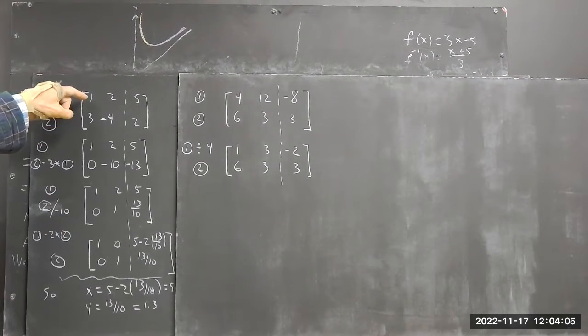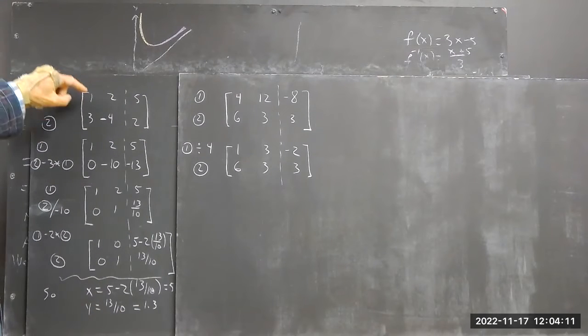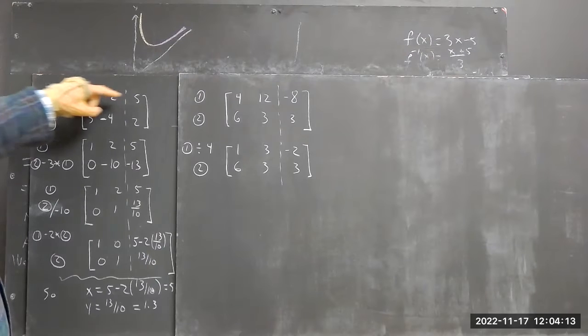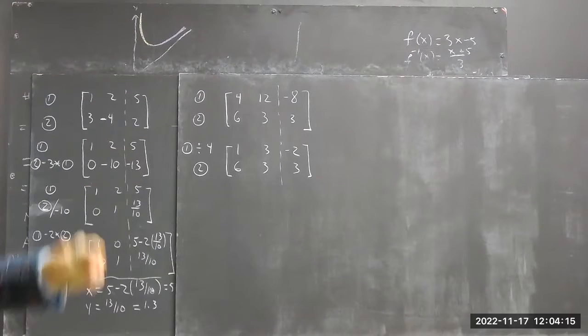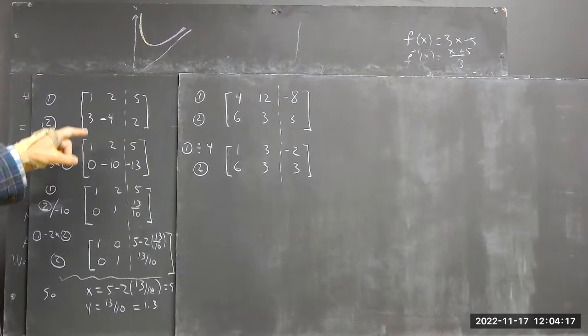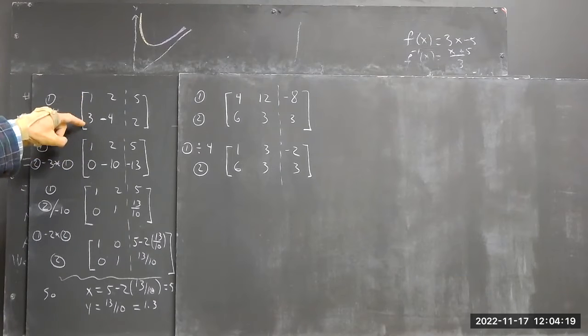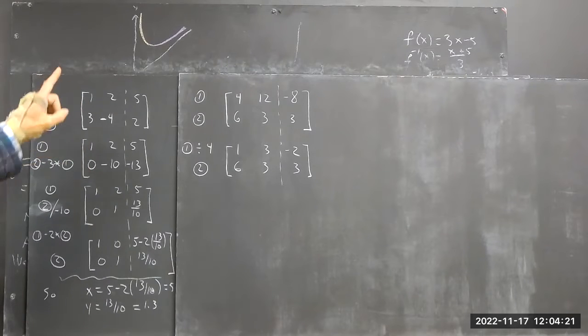Now, having multiplied 1 by -3, we multiply the whole row by -3. In our heads, we don't write it out that way, but that's what we're going to add to row 2 to get the 0.